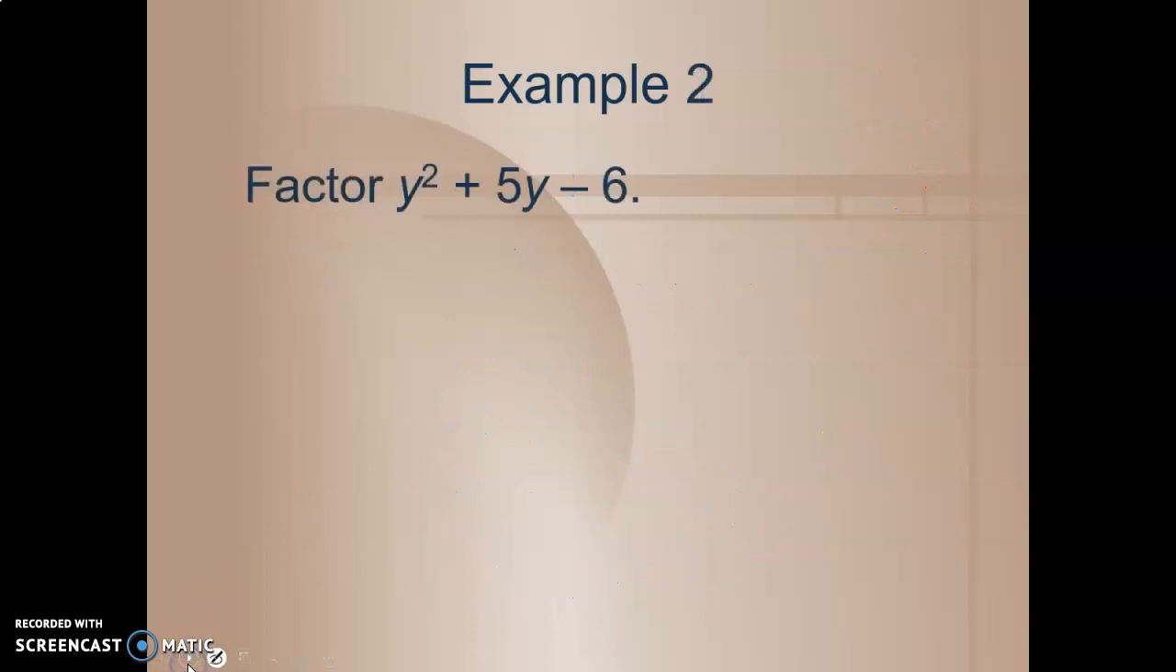Let's try a second example together. Let's factor y squared plus 5y minus 6. The first thing we want to do is take our factors of y times y, and write that as the first terms of our binomial. Then we want to look for factors of negative 6 that add up to a positive 5. Our factors of negative 6 are positive 1 and negative 6, or negative 1 and positive 6, positive 2 and negative 3, or positive 3 and negative 2.